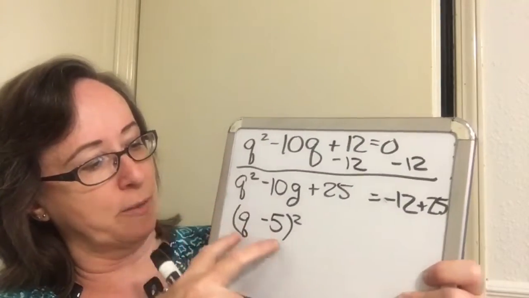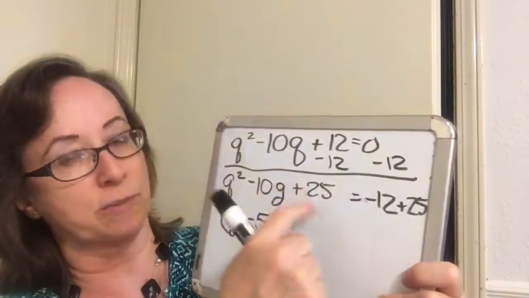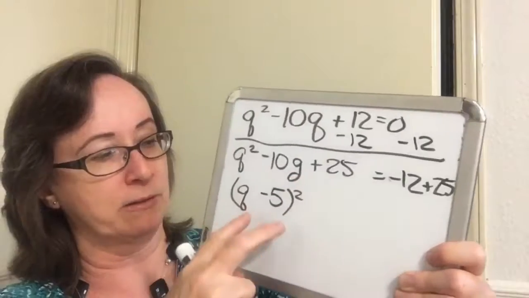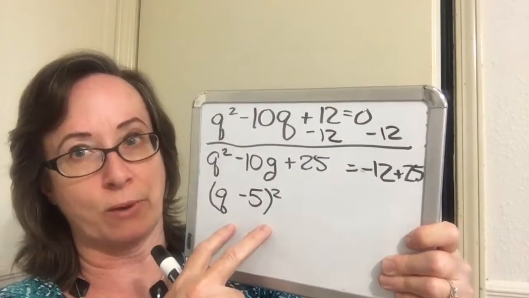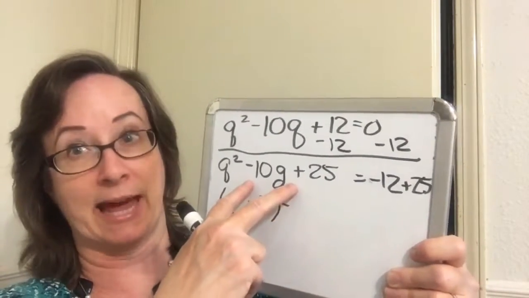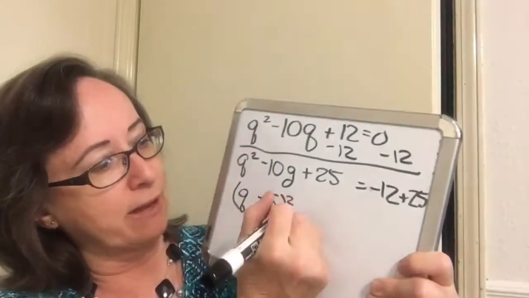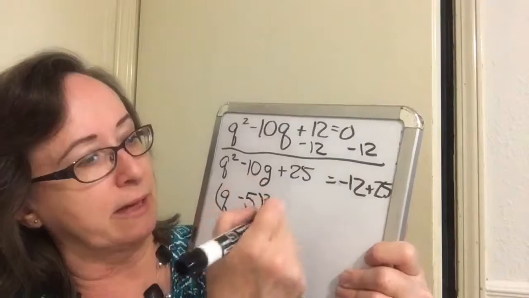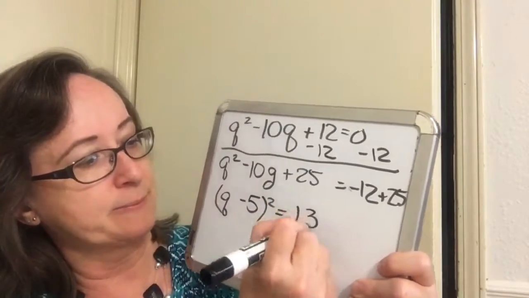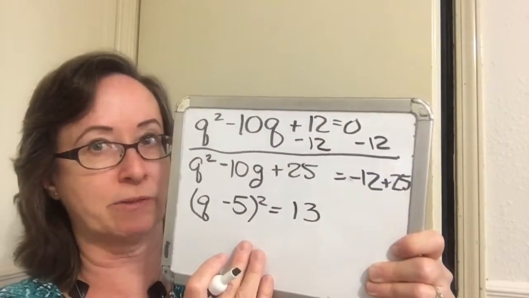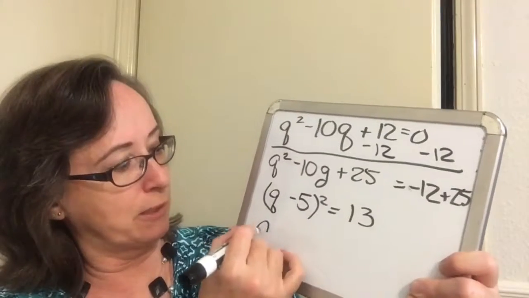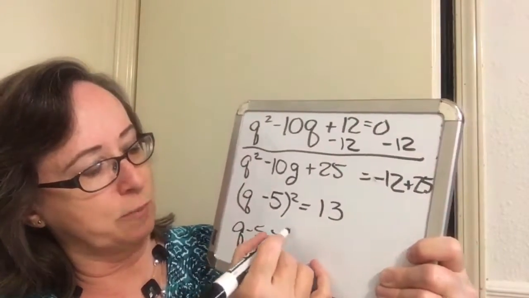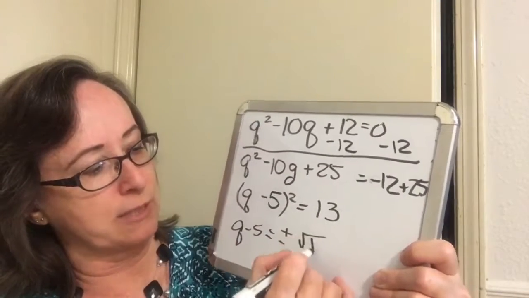First term squared, product doubled, last term squared. If you're still not following my little pattern, write this thing down twice and FOIL it, and you will see that it equals that, okay? So then on the other side, we've got a negative 12 plus 25 is 13. Okay, so now we take the square root of both sides, and we end up with q minus 5 is equal to plus or minus the square root of 13.